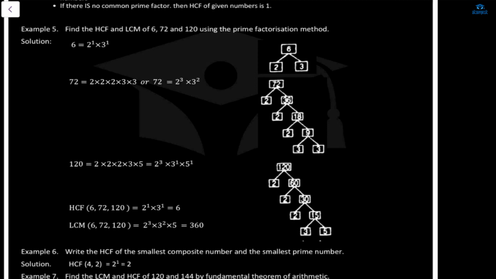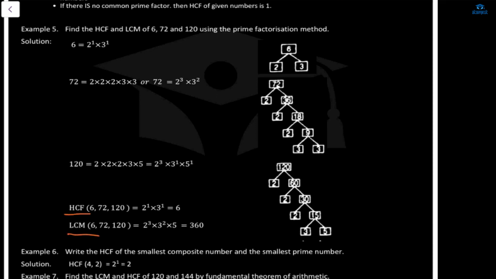And if you are taking LCM, you will take all the prime factors, generally with the highest power. You can see 2 to the power 3 is the highest, so you will take that. Then 3 to the power 2 is the highest among all three, so you will take that. And then 5 is also there. So this is the LCM. Understood LCM or HCF?